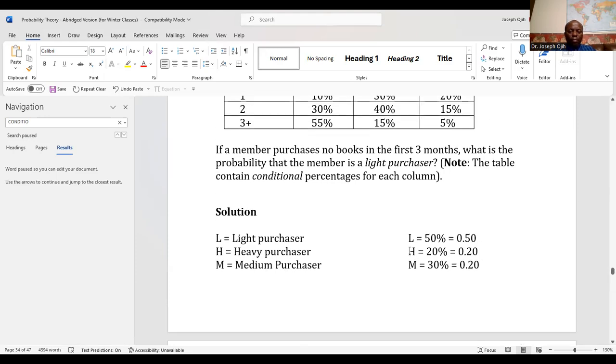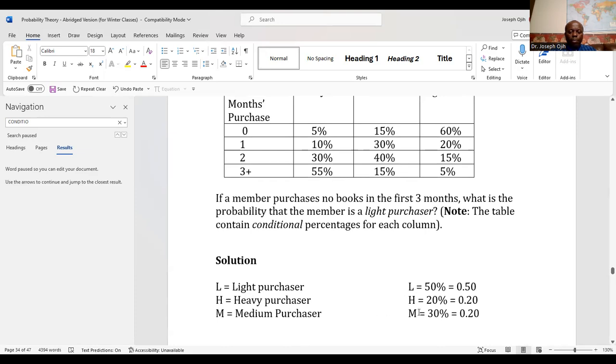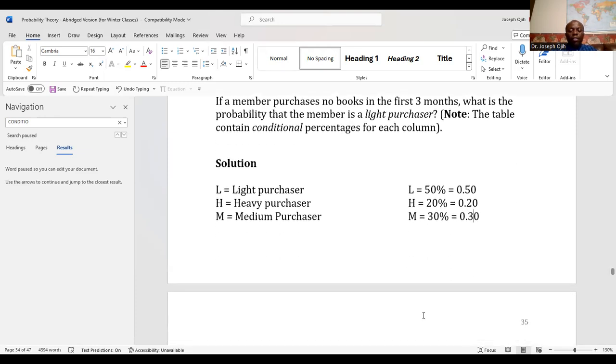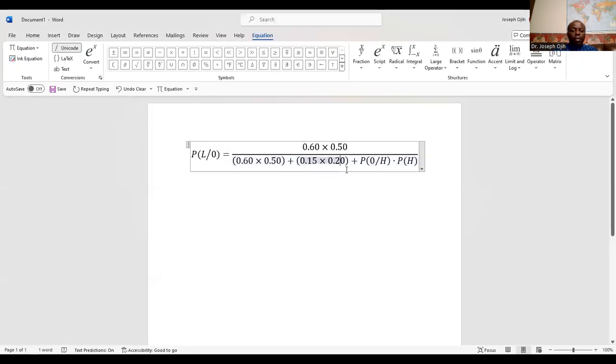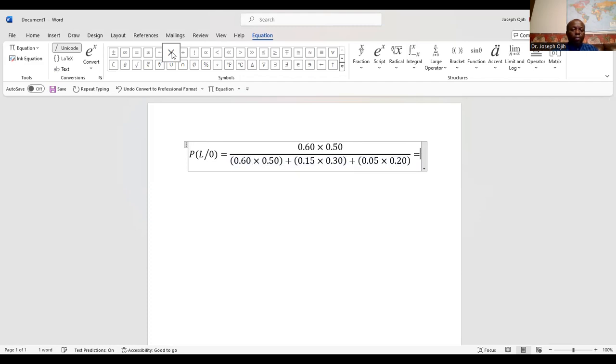As a matter of fact, medium purchaser was 0.30. I wrote 0.20 here by mistake. So it has to be 0.30 on that side. But for heavy it is 0.20. Okay, 0.30 right here. So we have 0.5, 0.05, times 0.20. And that will give us the answer we are looking for.